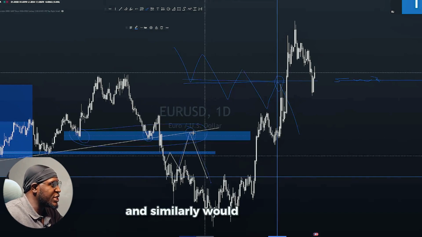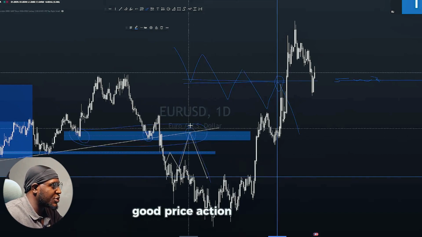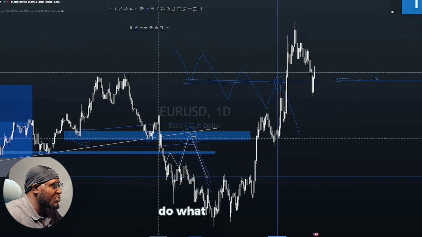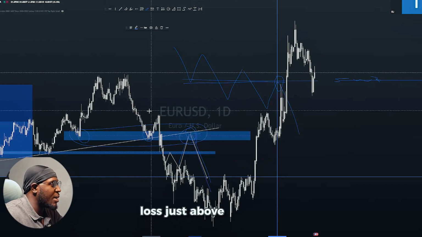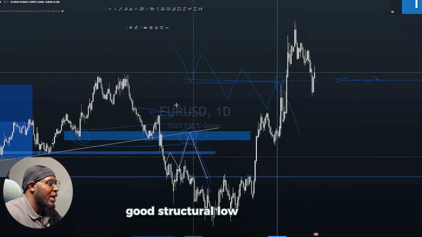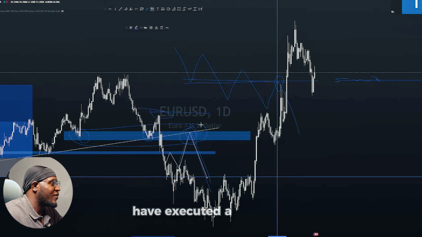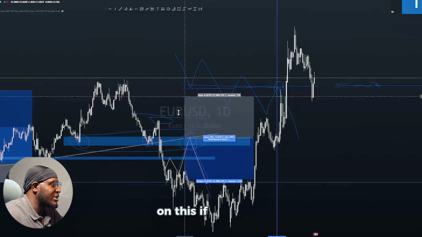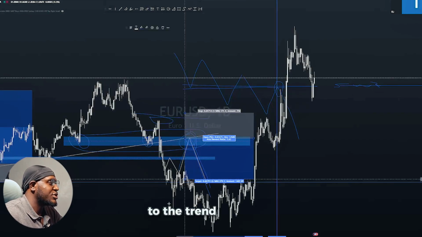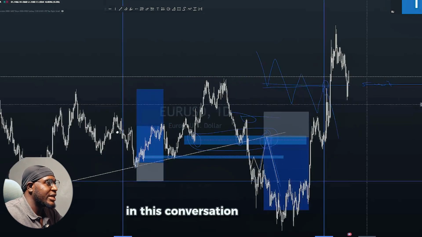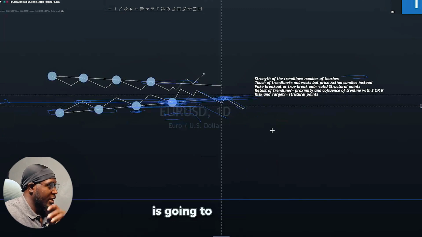And similarly, we would need to look for what? A good price action setup, candlestick setup here before we take the trade. And we can then take our trade here and do what? Put our stop loss just above the last good structural low. And that is how you would have executed a sell trade on this if prices had returned to the trend line.